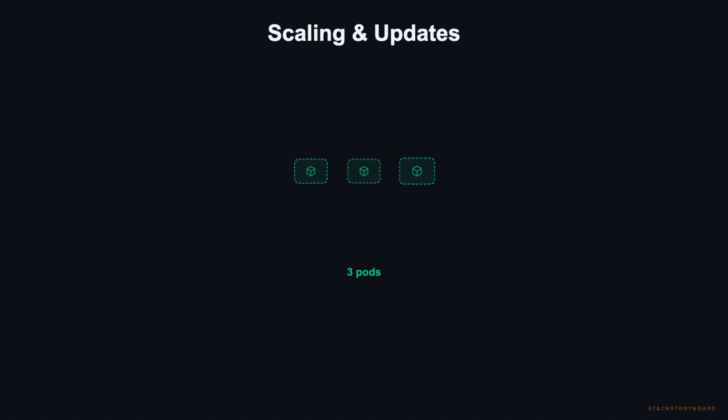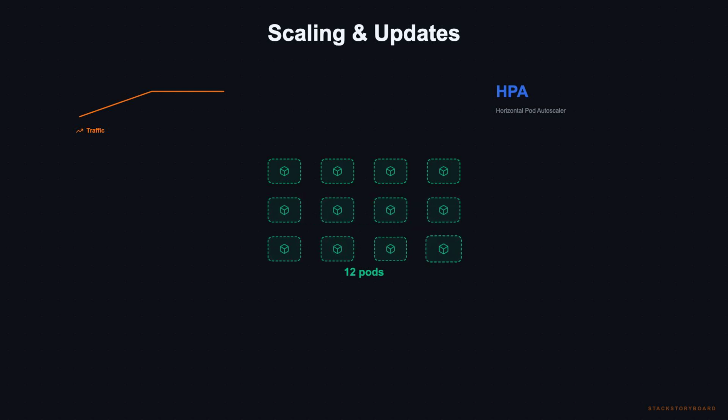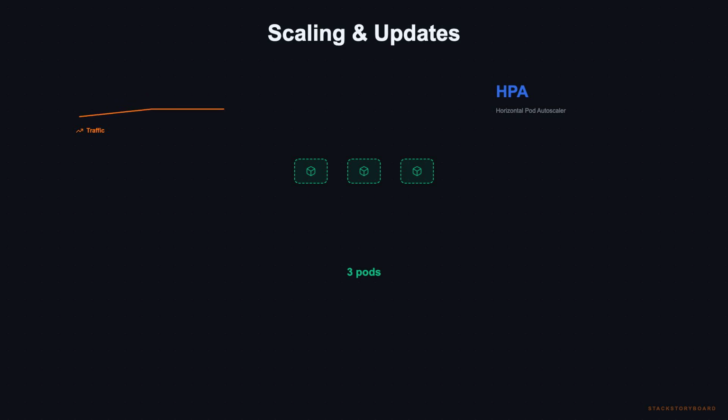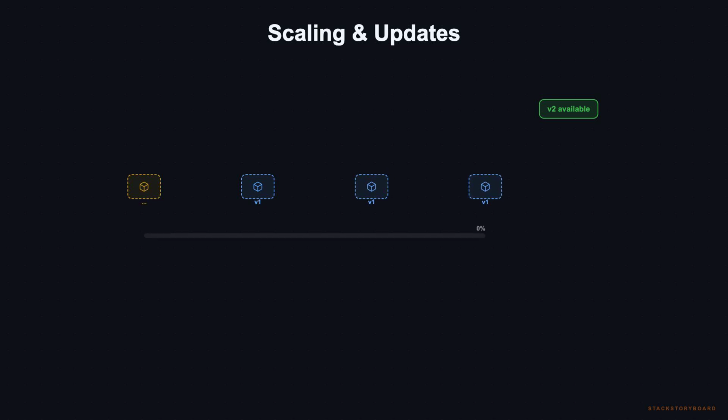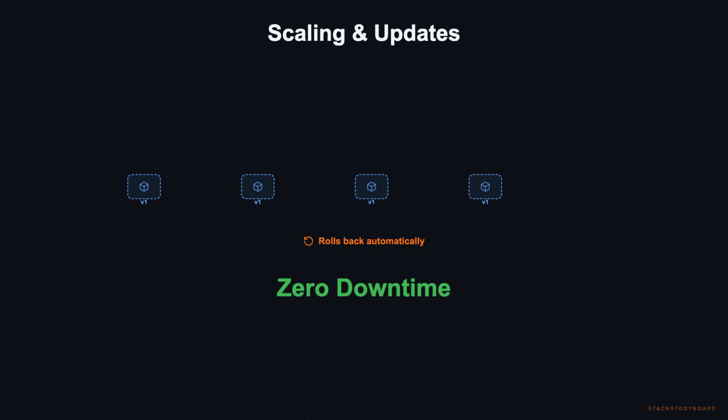And now the real power. When traffic spikes, the horizontal pod autoscaler creates more pods automatically. 3 becomes 6. 6 becomes 12. When traffic drops, it scales back. And when you deploy a new version, Kubernetes replaces pods one at a time. New pod up, old pod down, until everything's updated. Your app is never unavailable. If the new version crashes, it rolls back automatically. Zero downtime. This is how Netflix and Spotify ship dozens of updates a day.